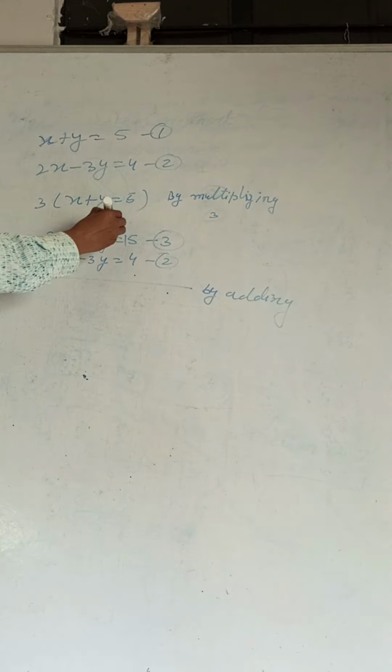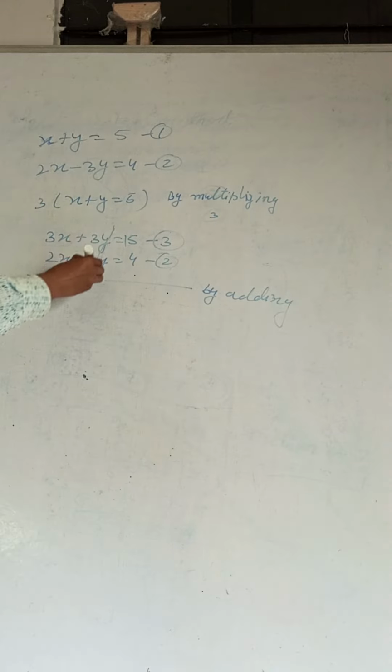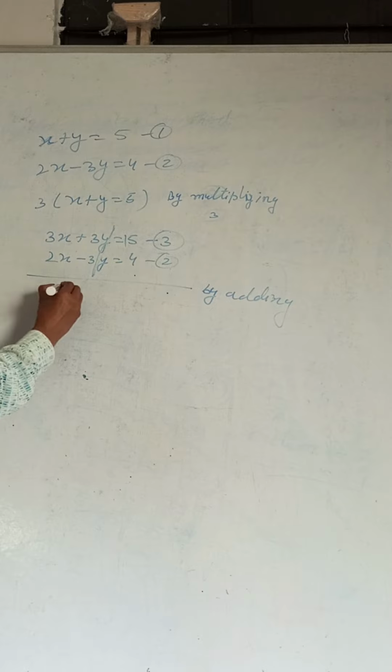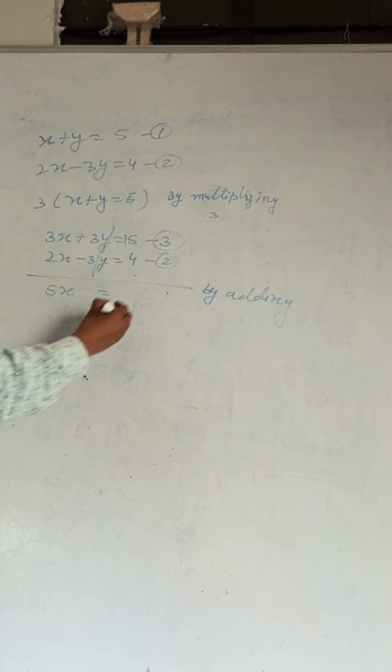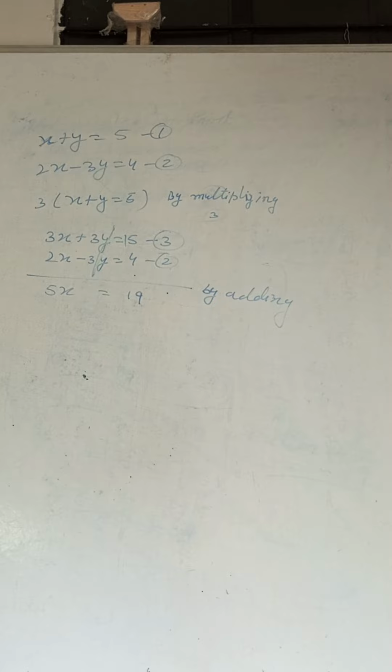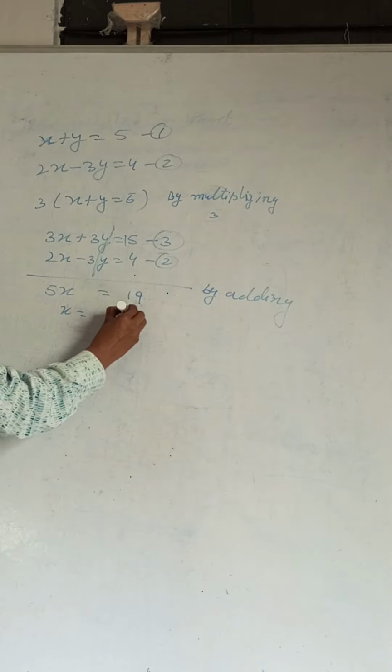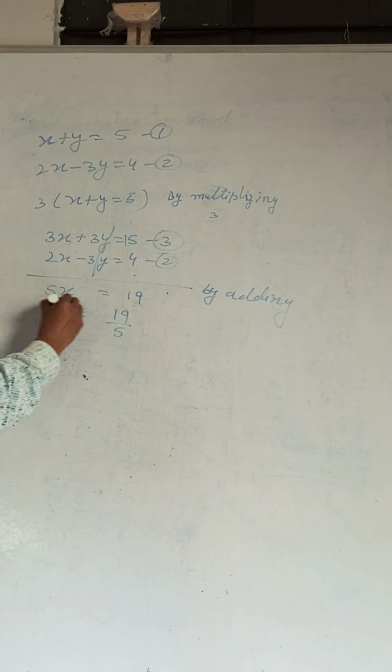Doing the addition, the y terms will be cancelled. Why? Because plus 3y minus 3y is equal to 0. So here 3 plus 2, 5x is equal to what? 15 plus 4 is equal to 19. Adding that, then x is equal to what we got? x is equal to 19 by 5. That is the value of x.